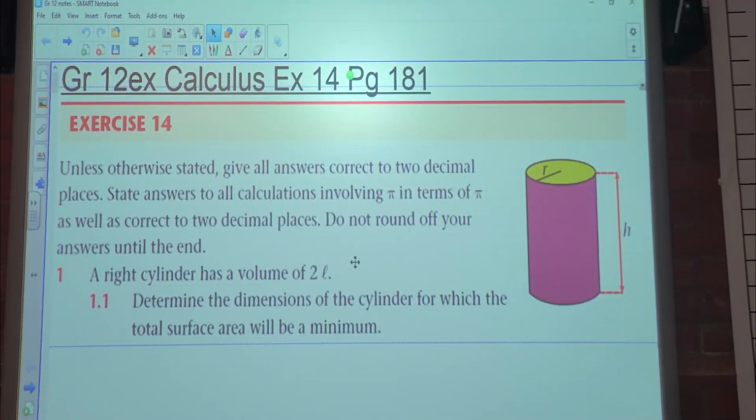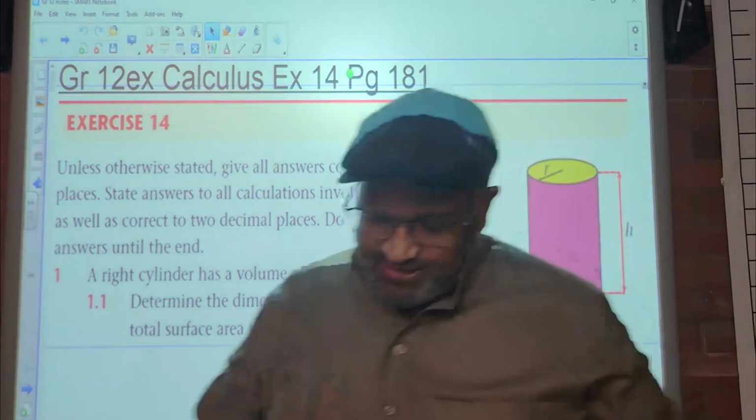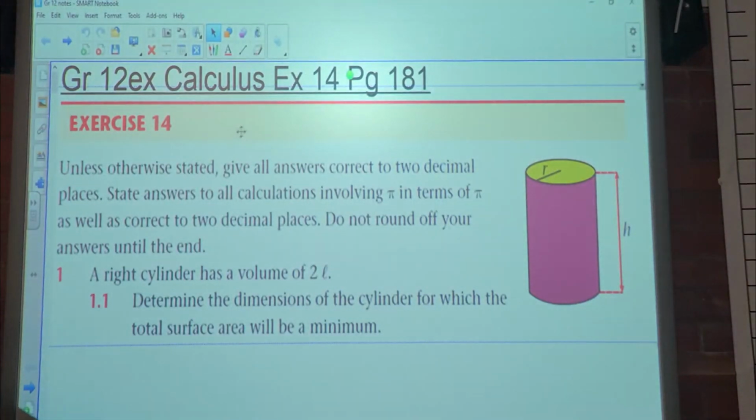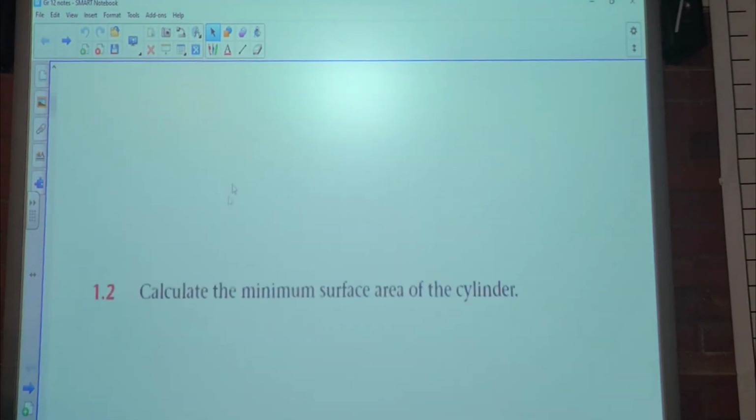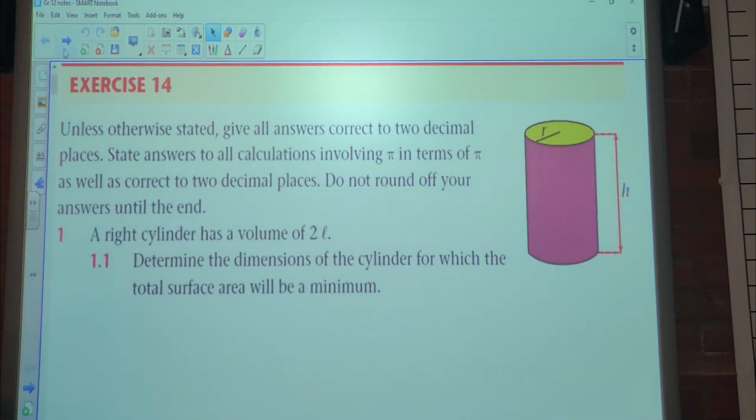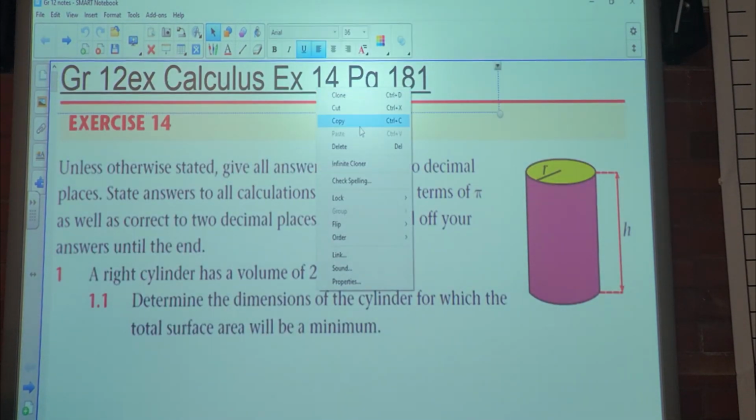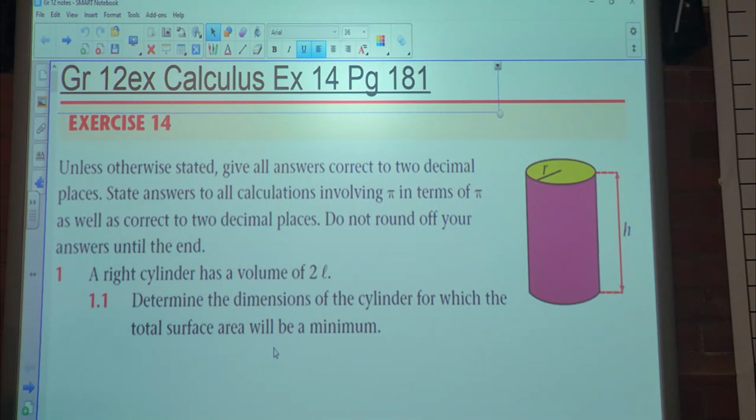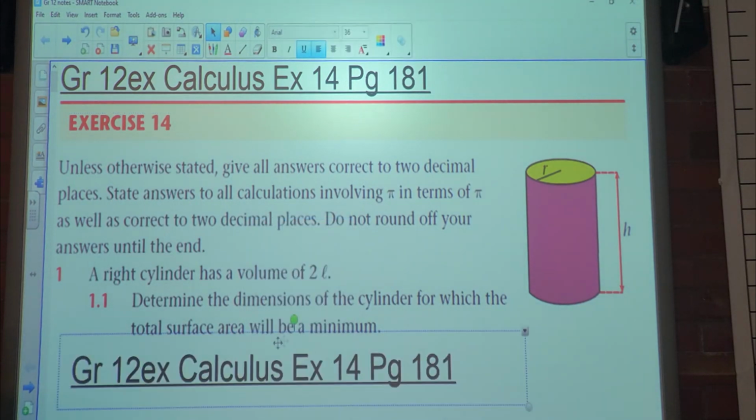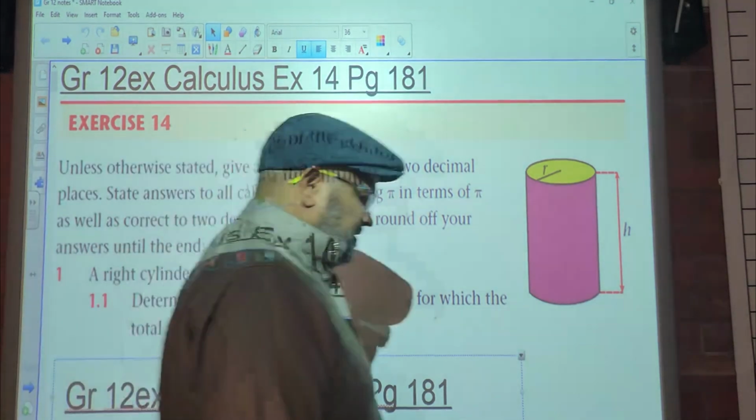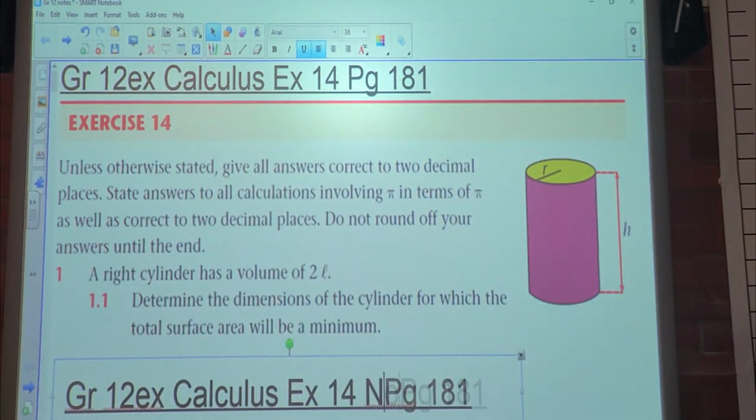Okay, good morning class. So today we're looking at calculus, exercise 14. And exercise 14 deals with optimization. Copy this. So it's calculus, exercise 14, number 1.